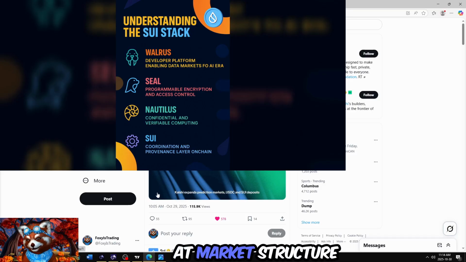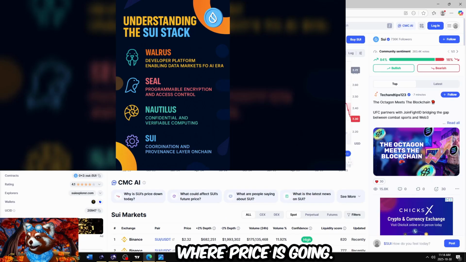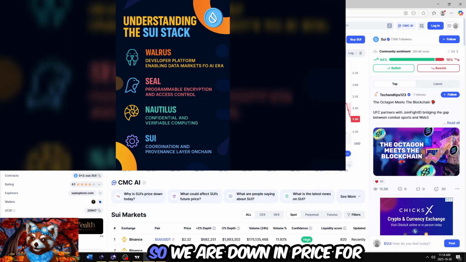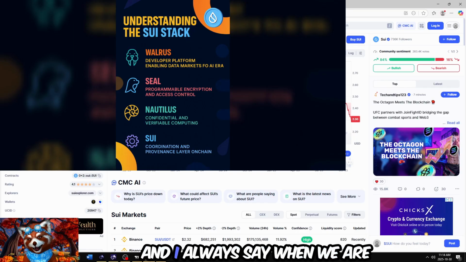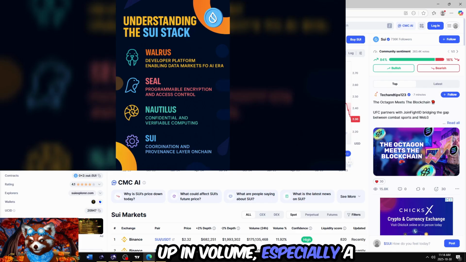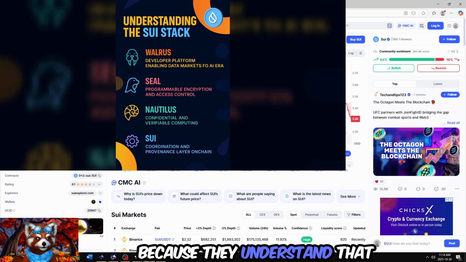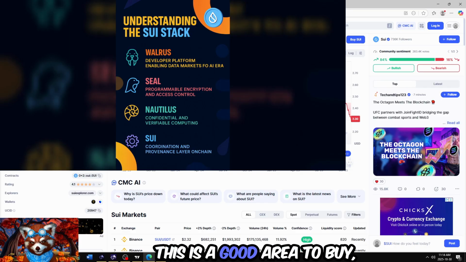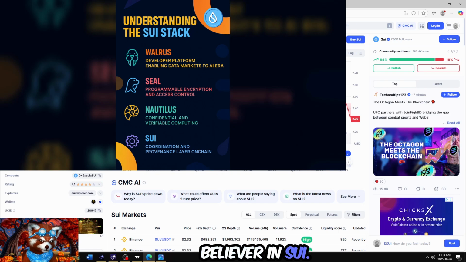We're going to look at market structure in just 1 second, because I know you want to know where price is going. Let's look at CoinMarketCap. We are down in price for the weekly, down in market cap, but we are up in volume. I always say when we are up in volume, especially a big number like this, 74%, that means people are buying because they understand that this is a good area to buy, especially if you are a believer in Sui.